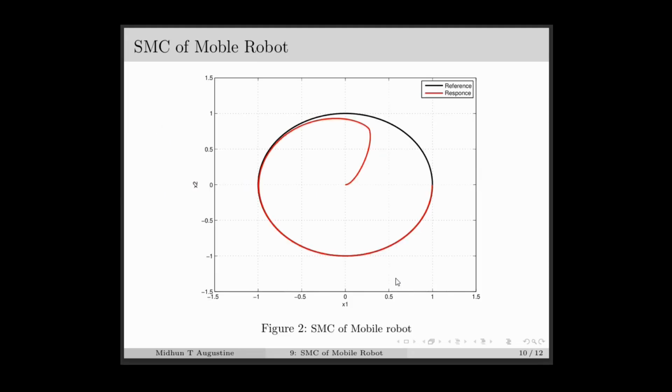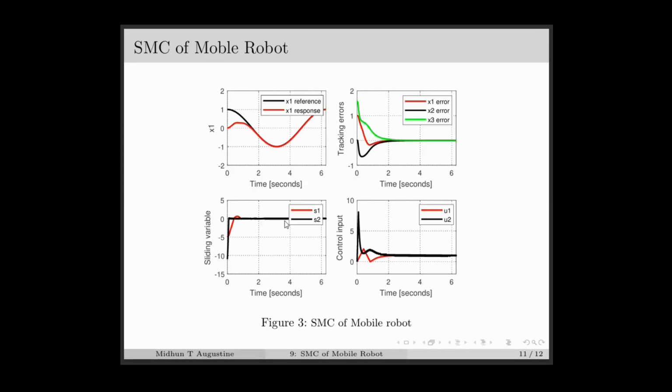and this figure shows the response of the mobile robot with the SMC. Here we start from the initial condition 0, 0, and our objective is to follow a circular path with radius 1. And here this black curve shows the reference trajectory and the red curve shows the actual trajectory. And here we can see that the actual trajectory is following the reference path.